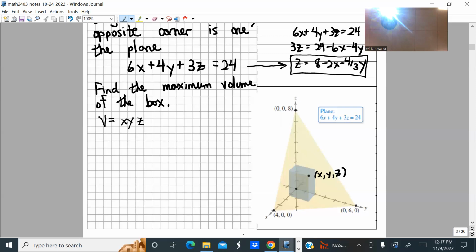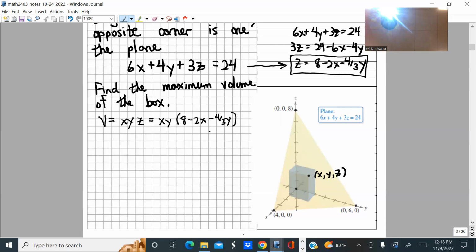So we know what the z coordinate has to be in terms of x and y. So instead of writing z here, I can write x times y times all of this, 8 minus 2x minus 4/3 y. Oh, now that's looking nicer, okay? That's looking better because that now is a function of two variables, just x and y. So we have the volume here written as a function of two variables.